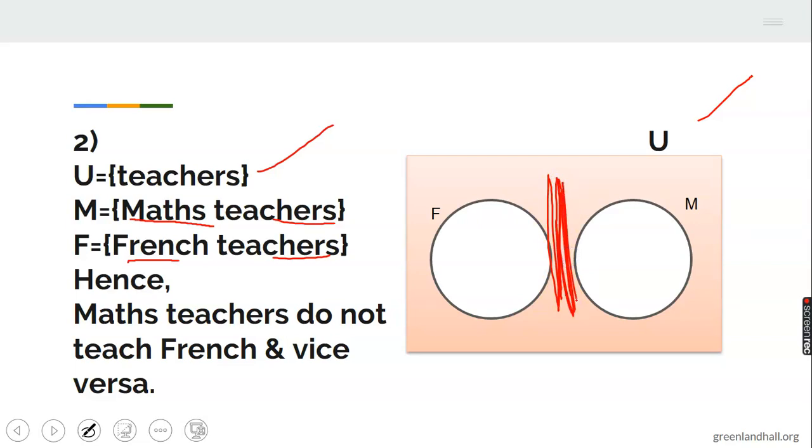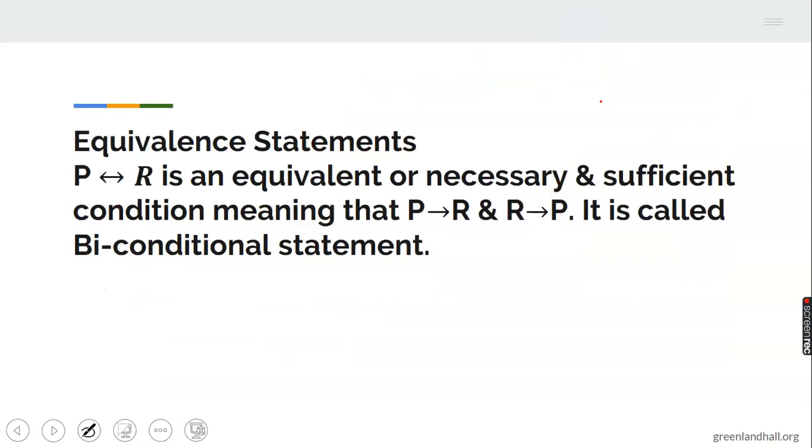So their intersection, M intersection F, is the empty set. They are disjoint sets. Take note of that.